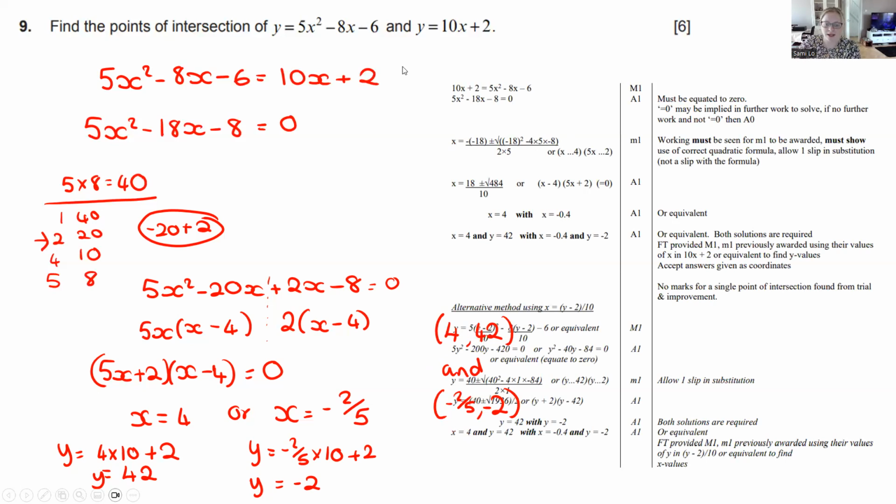I've written over the work again. It's fine, it's over the additional methods anyway. So we've got M1, a mark just for making them equal to each other. So you didn't even have to do anything and you got a mark. Done. We then got it equal to 0, which gave us another mark. So 2 marks straight away, nice and easy.